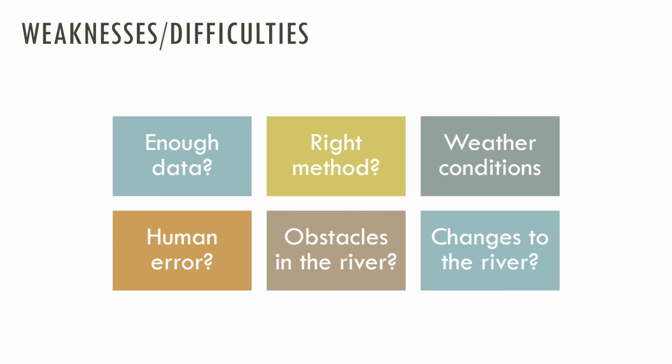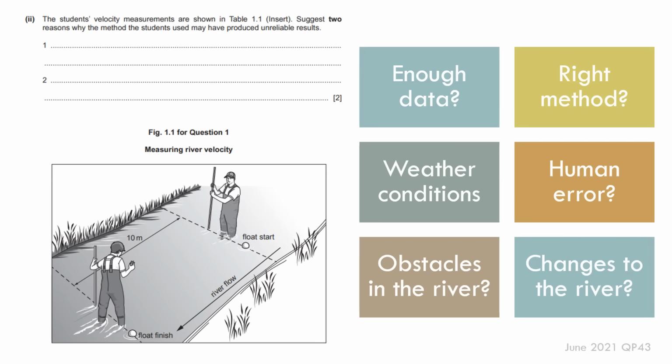So for example, was there a waterfall in the way? Was there a landslide? Did humans build a bottling plant? All these types of things. So here are some questions, for example. Looking at using this method here for river velocity, explain why students may have produced unreliable results.